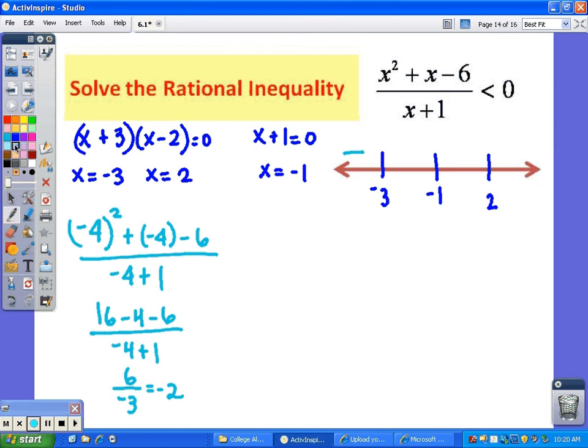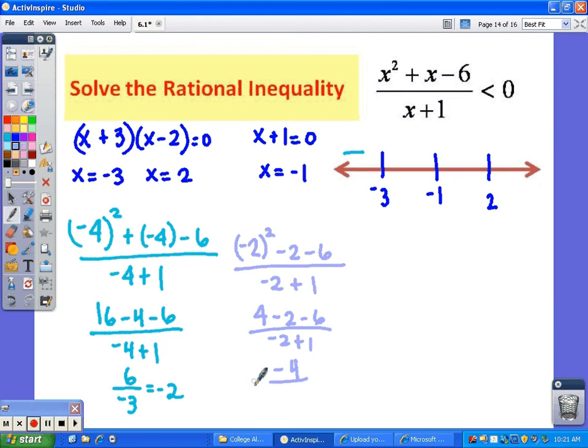In between negative 3 and negative 1, I could try negative 2. Plugging in the negative 2. Negative 2 squared is 4. Now 4 minus 2 is 2. Minus 6 is negative 4. On the bottom, negative 2 plus 1 is negative 1. So that would simplify to be a positive 4. In between negative 1 and 2, we could use 0. That would give us negative 6 over 1, which is negative 6.